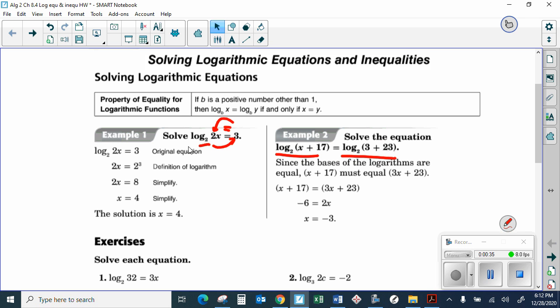So 2 cubed equals 2x. 2 cubed, of course, is 8. 2x equals 8, divided by 2 on both sides, and you get x equals 4. So anytime there's only one log, not two, not on both sides like example 2, but on one side only, you're changing to exponential form.